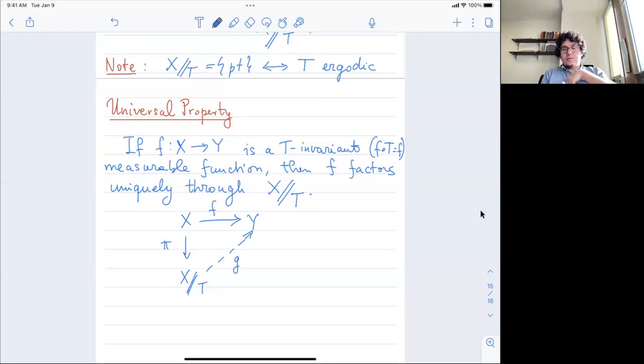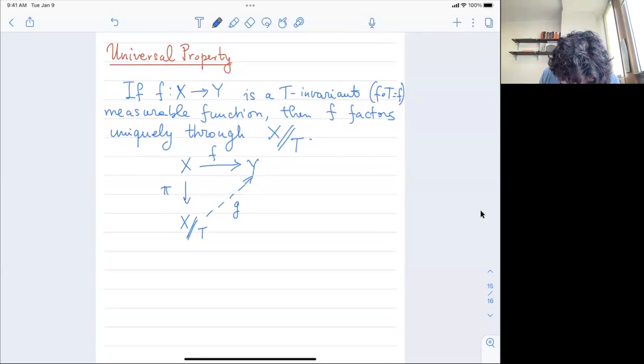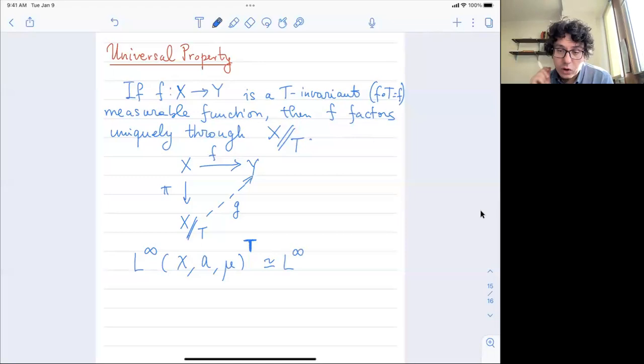And so in general, by definition, by this universal property, L infinity of X, A, mu, if we take the T-invariant functions on X, these are canonically identified with L infinity of the quotient X mod T, with the appropriate sigma algebras A mod T and pi star.